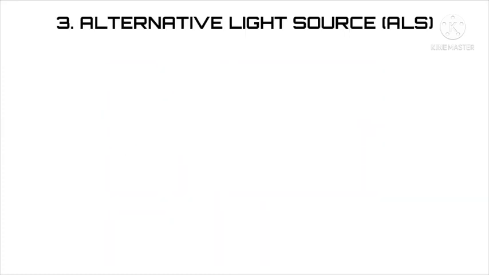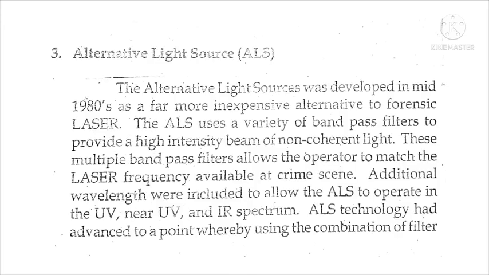Alternative Light Source, or ALS. The alternative light source was developed in the mid-1980s as a far less expensive alternative to the forensic laser. The ALS uses a variety of band pass filters to provide a high-intensity beam of non-coherent light. These multiple band pass filters allow the operator to match the laser frequency available at the crime scene. Additional wavelengths were included to allow the ALS to operate in the UV, near UV, and IR spectrum.